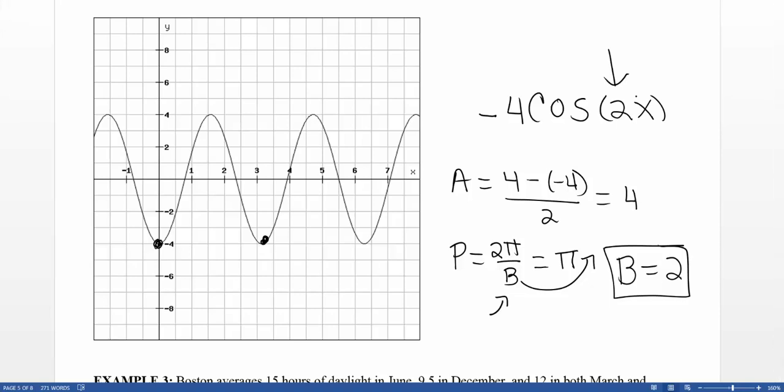Now, I need to determine if it's been shifted. Again, I see that this function is symmetric about the x-axis. So it varies between 4 and negative 4, the same number in the positive direction as the negative direction. And that tells me that it's not been shifted. However, if I use my shortcut formula, I can add 4 plus negative 4, which is 0, divided by 2. 0 divided by anything is 0. So my shift is 0. There's no shift here. So my function for this last one is negative 4 cosine of 2x.